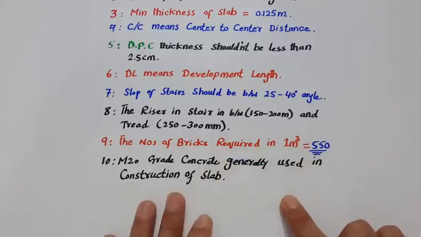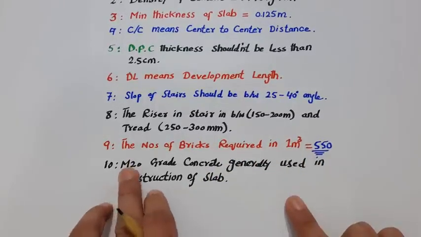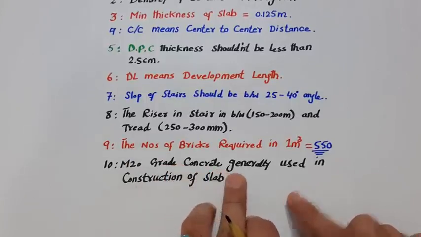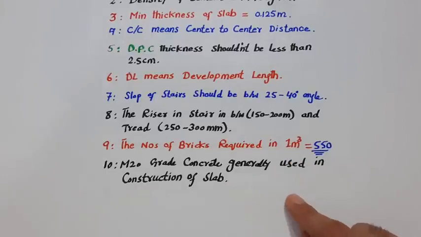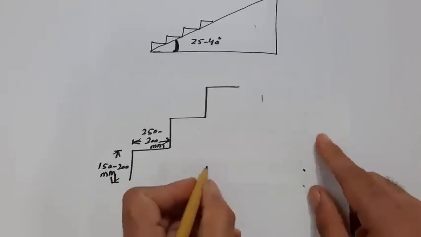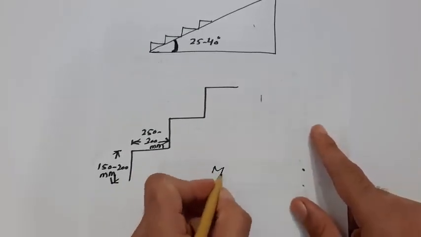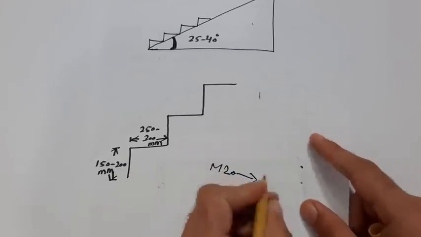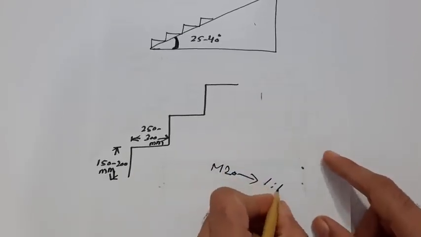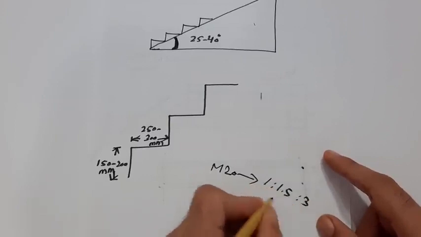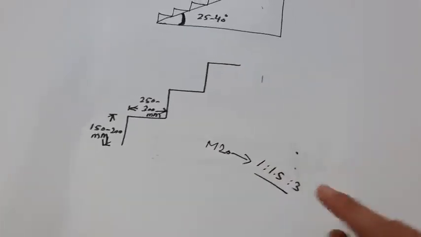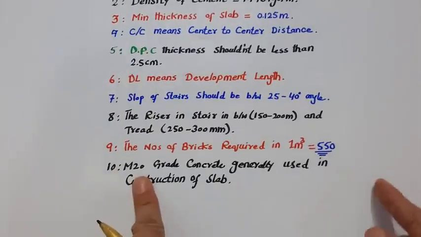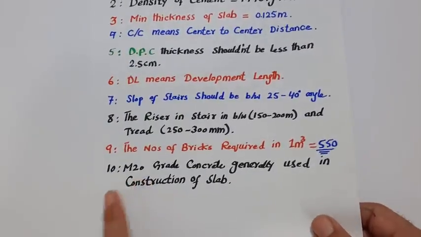Okay, next one, guys, you can see M20 grade concrete is generally used in construction of slab. So what is M20 grade concrete? The M20 ratio is 1:1.5:3. This is the ratio of concrete for M20. So it's generally used for the construction of slab.